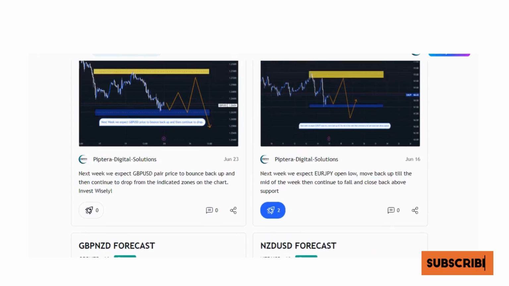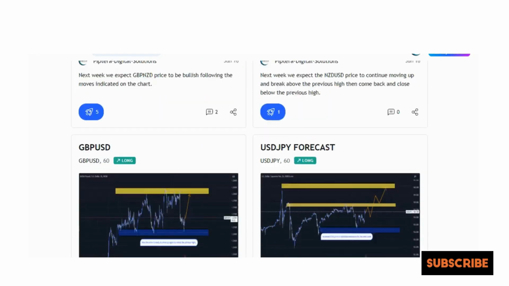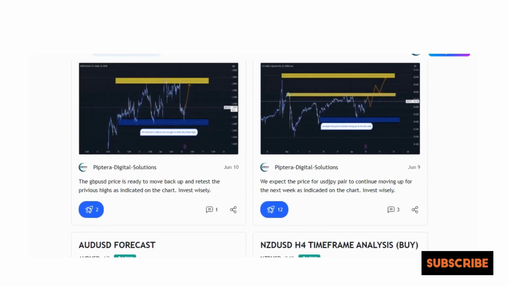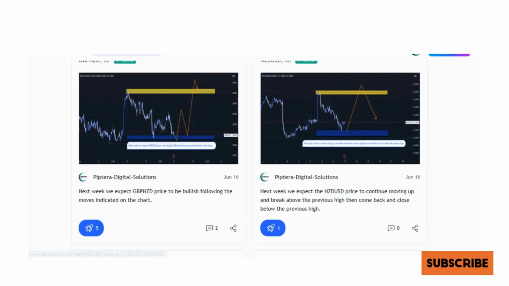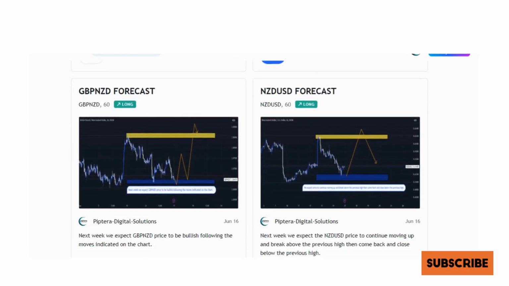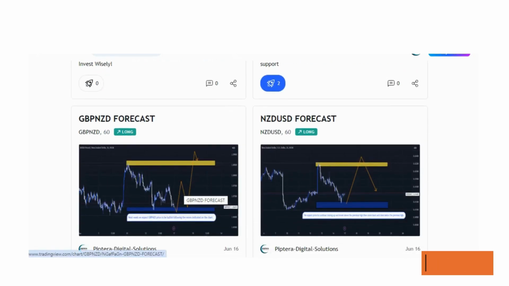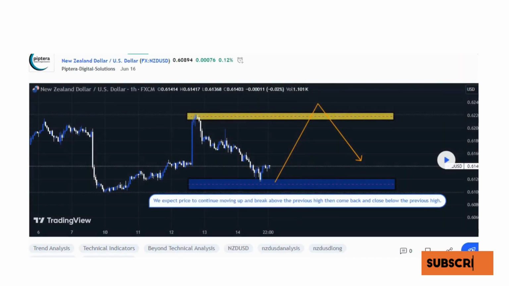So let's see our next pair now. What will be our next pair? I think our next pair, did we touch this? Not yet. Let's see. I mean this one. Oh yes, I think we did this. Let's go now to New Zealand USD.